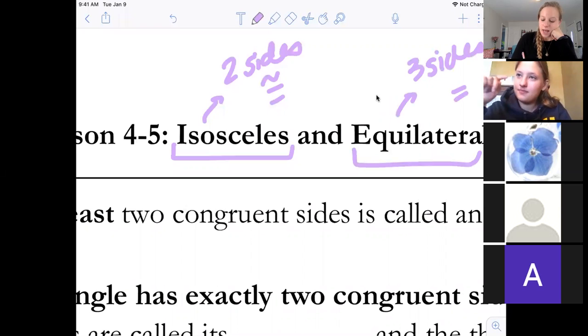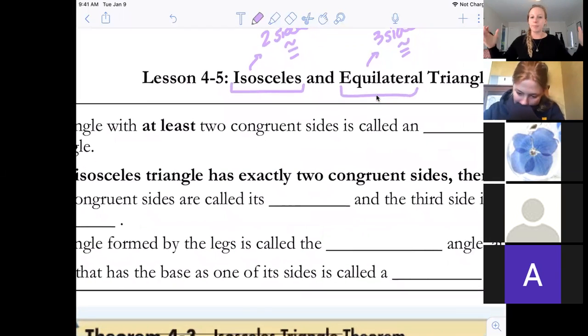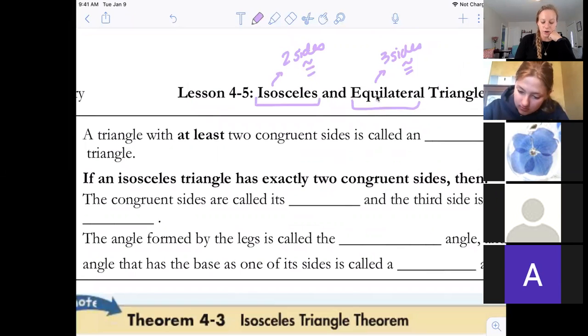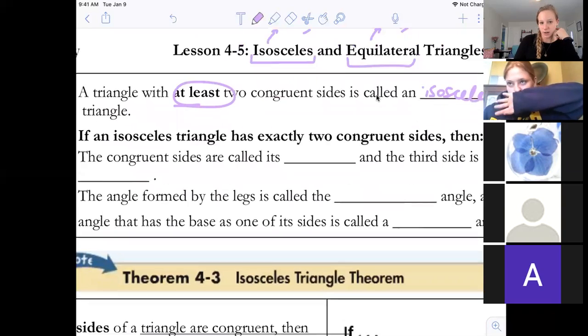Very good. Now, technically, an equilateral triangle is under the big umbrella of an isosceles triangle. So like what our textbook says is a triangle with at least 2 congruent sides is called an isosceles triangle. And an equilateral is just a specific type of isosceles. That's not that big of a deal for us. But in case we were to see that, it's saying equilaterals are a type of isosceles triangle.